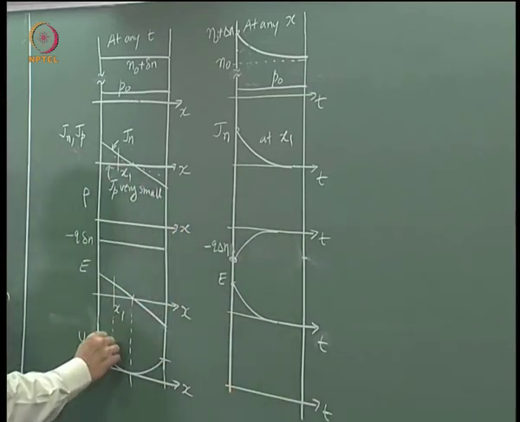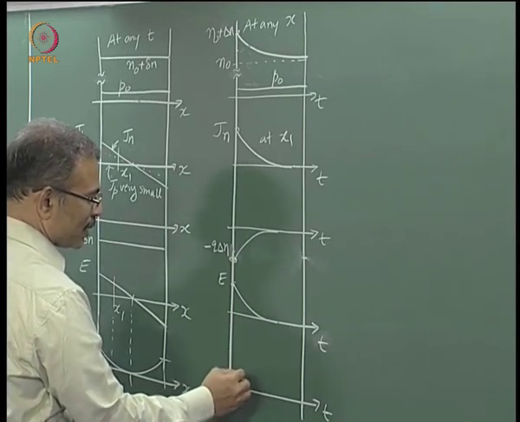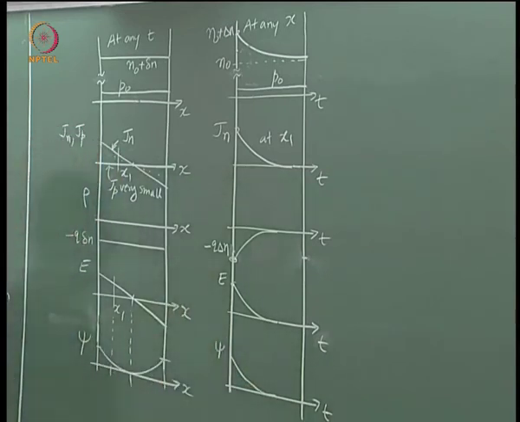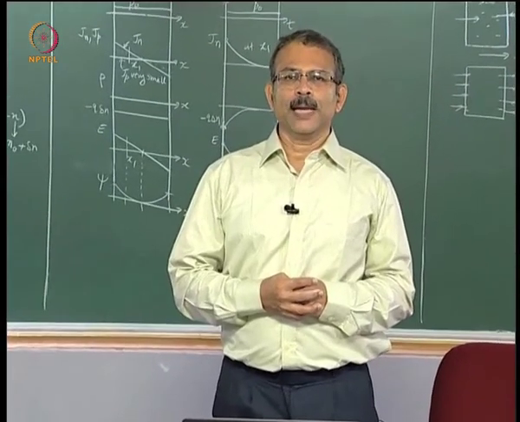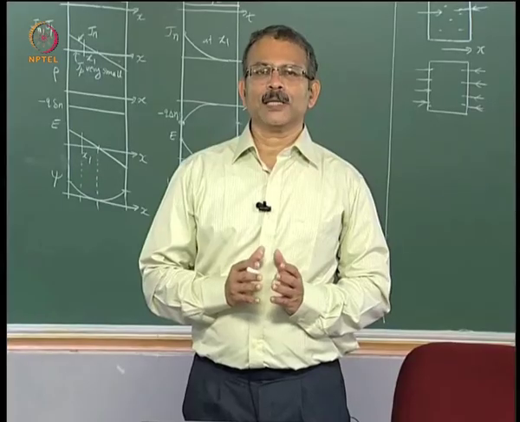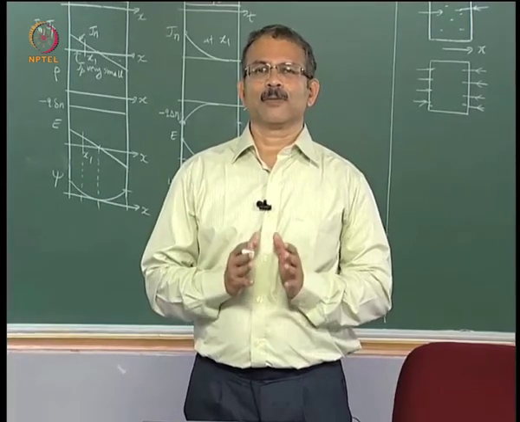the potential again at any x, so the region becomes neutral and the potential inside the region falls. So this is psi as a function of time. Now the next step to do would be to approximate the 5 coupled drift diffusion equations based on qualitative insight. Since we have come towards the end of the lecture, we will postpone this discussion to the next class and we will summarize what we have achieved in this lecture.